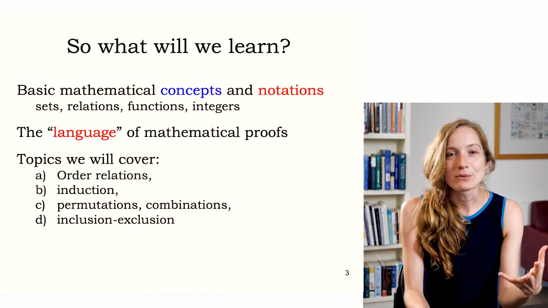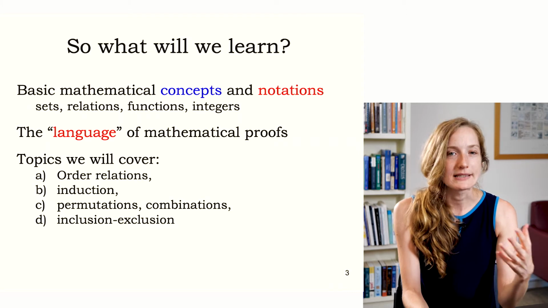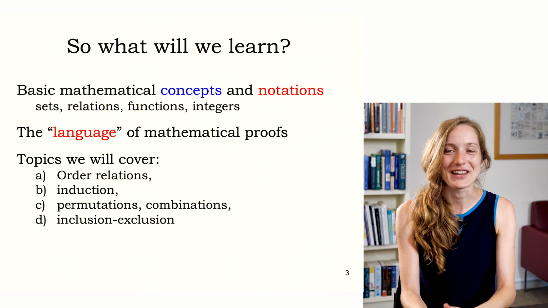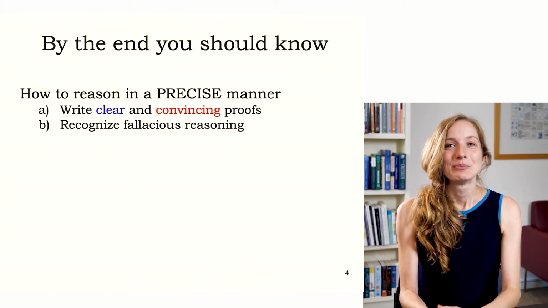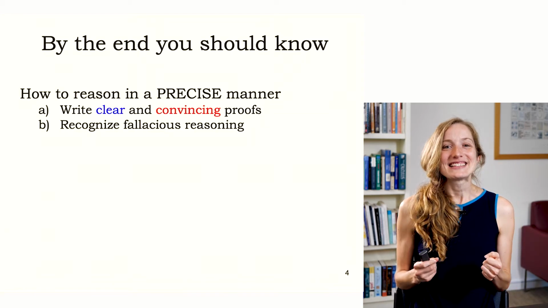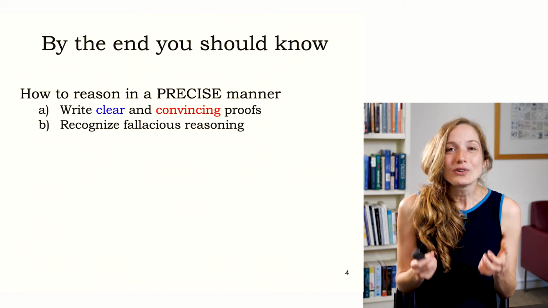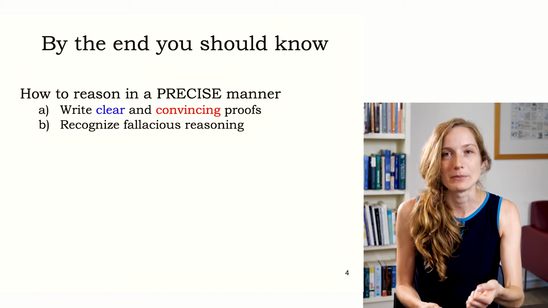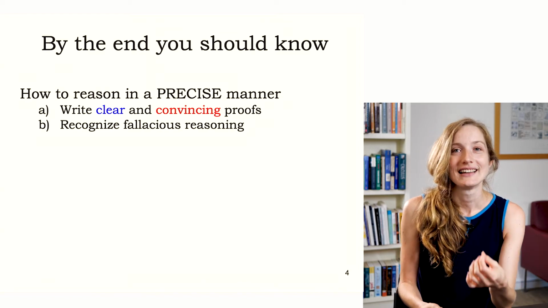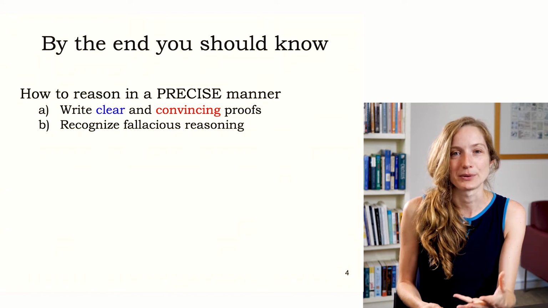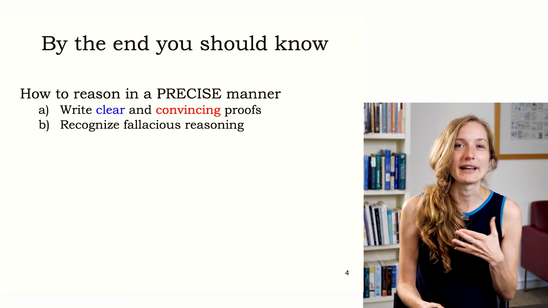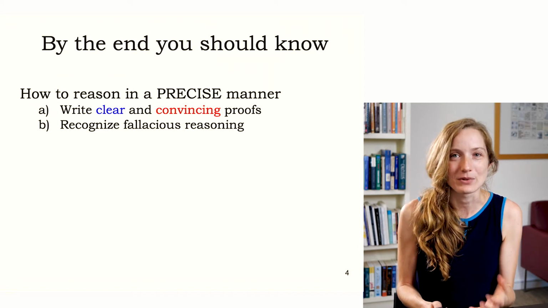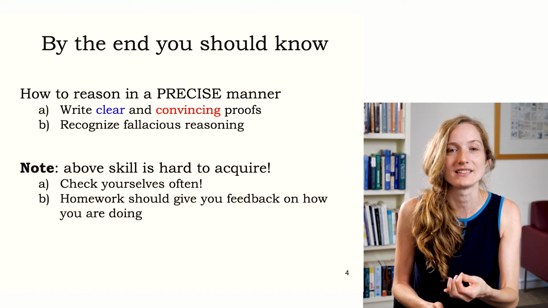Some specific topics that we'll cover will be things like order relations, induction, permutations, inclusion, exclusion. You'll understand what this means as we get to them through the term. But down at the basics, one of the most important things is how to approach problems, how to approach logic, and how to reason in a precise manner. For example, we'll learn how to write clear and convincing proofs, and how to recognize fallacious reasoning when something doesn't follow from something else.